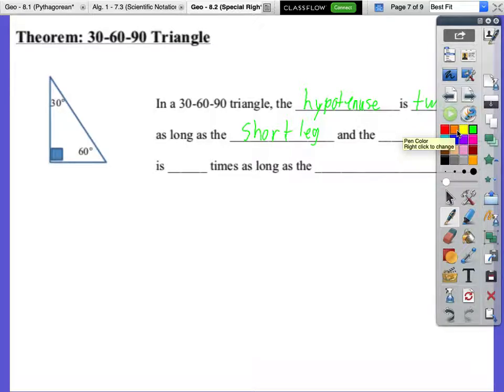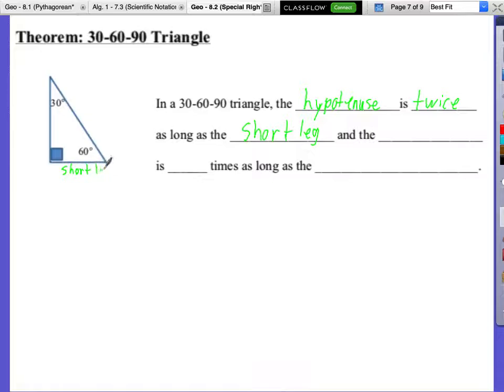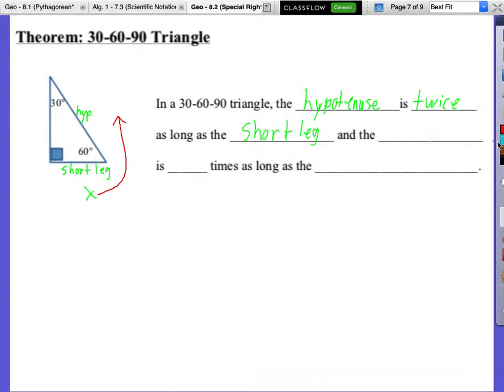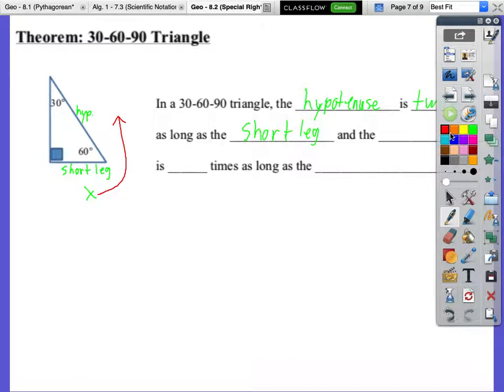So if this is our short leg, I'm going to write that in there, short leg, first of all, because it's opposite 30 degrees. We know this to be our hypotenuse. You can write that in too if you want to just abbreviate it HYP. If our short leg was x, what was our hypotenuse? 2x.